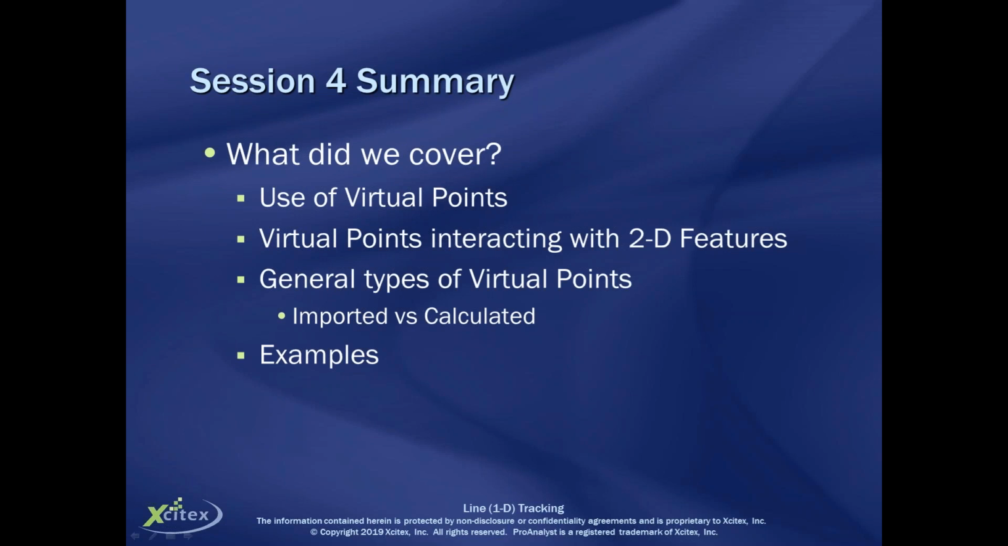So today we covered some information on the use of virtual points within the software. We talked about how virtual points interacted with 2D features, in that virtual points are very similar to 2D features that are tracked and can be interacted with in the exact same way. We also talked about some of the general types of virtual points, and there are two general types: those that are imported from external toolkits, and those that are calculated based on values inside the 2D feature tracking toolkit. And then I went over a few examples that we had.